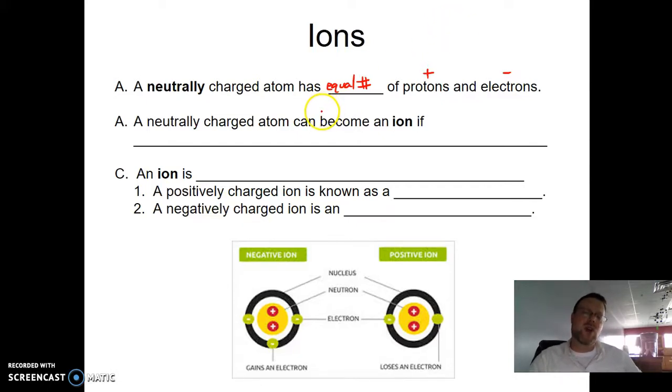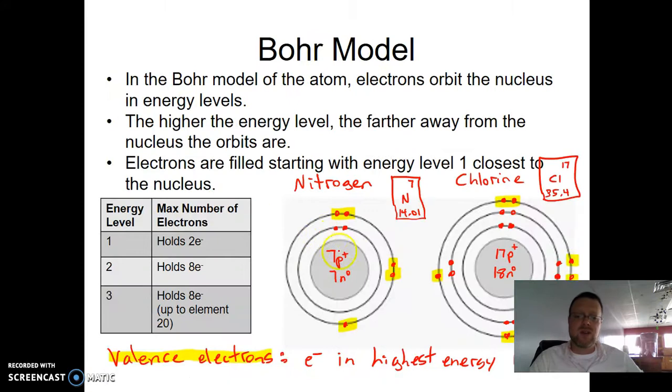Neutrally charged atoms don't tend to stay that way for very long, unless you've already got a noble gas or something like that. But neutrally charged atoms can become ions if they gain or lose electrons. If you look at an atom, it kind of makes sense, right? The protons and the neutrons are on the inside, and the electrons are on the outside.